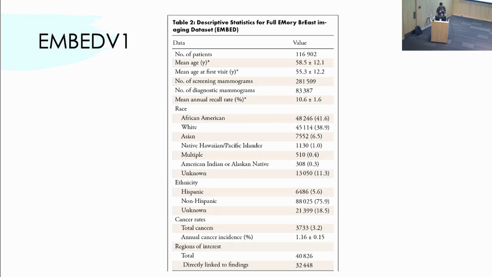It is relatively evenly split between black and white patients. There are significantly fewer Asian patients, and then very little of the remainder of demographics. It's all female. There are male patients that get mammograms, but we won't really go into that. There's a small proportion of Hispanic patients. There are about 3,700 total cancers in the data set.